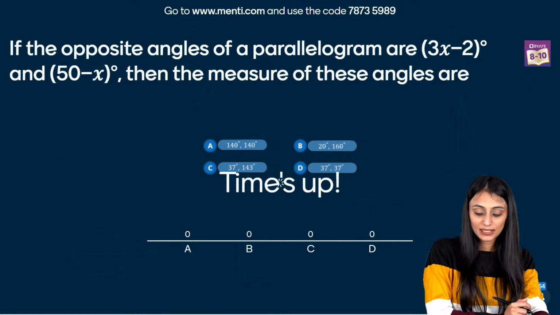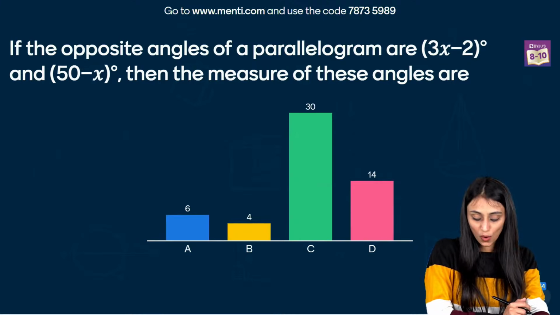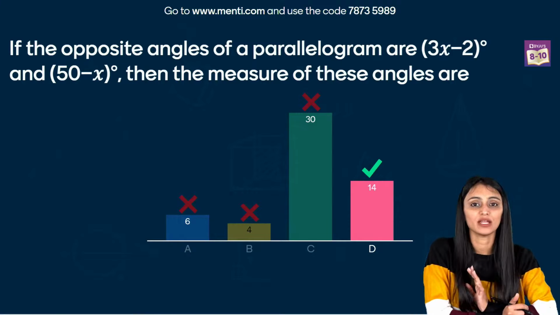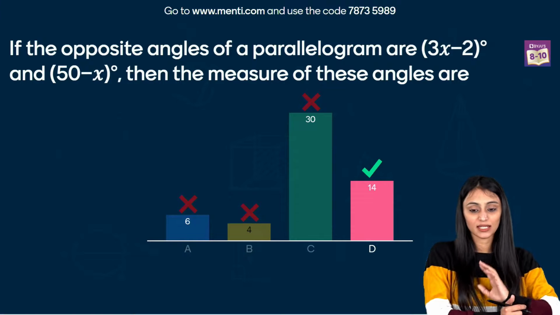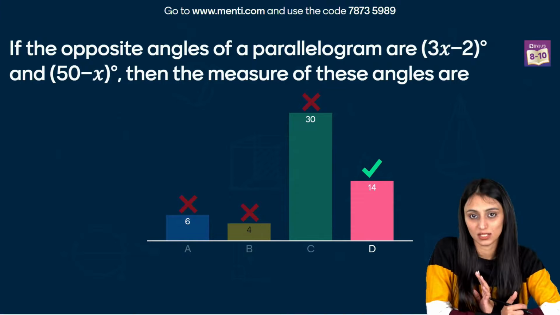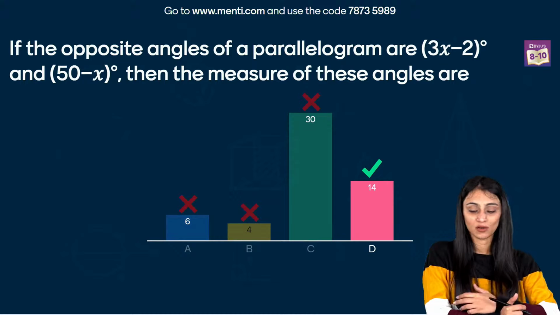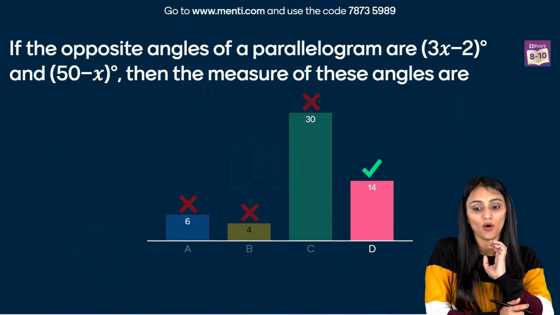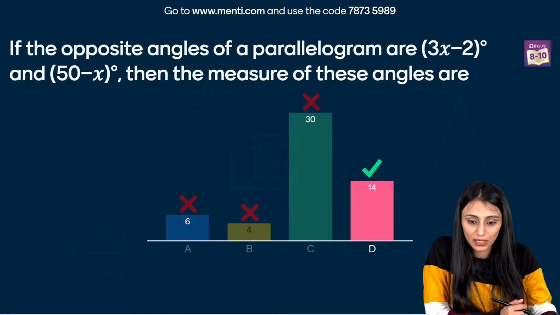Alright, time is up. Now let's take a look at the solution. So the correct answer over here is D, but maximum students are saying it's C. Some are saying it's A and B also. But D is the correct answer. See, these kinds of questions are very simple, but when it comes to calculation, I can see that mostly students give the wrong answer, right? Maybe you are not that good with the calculations, right? So practice a lot.